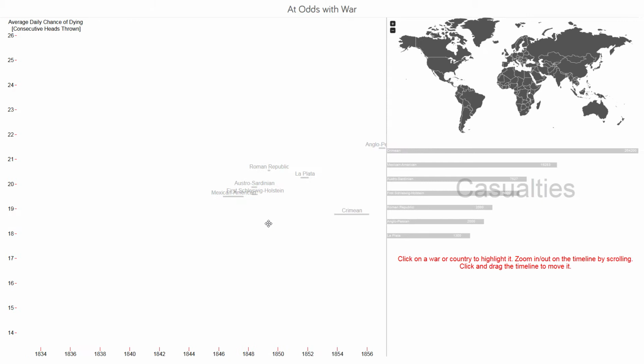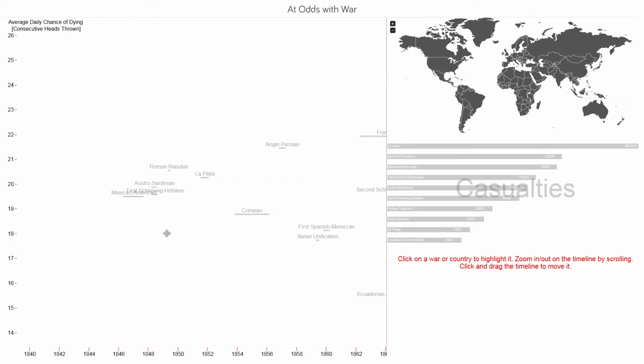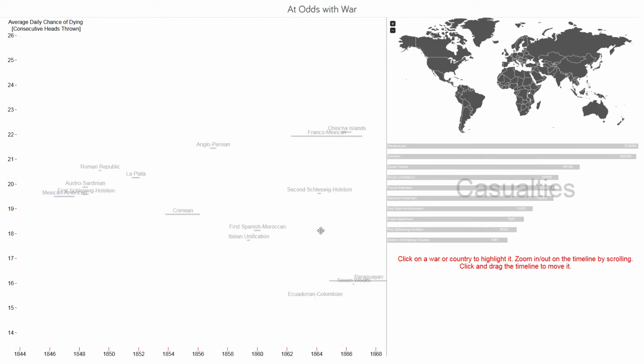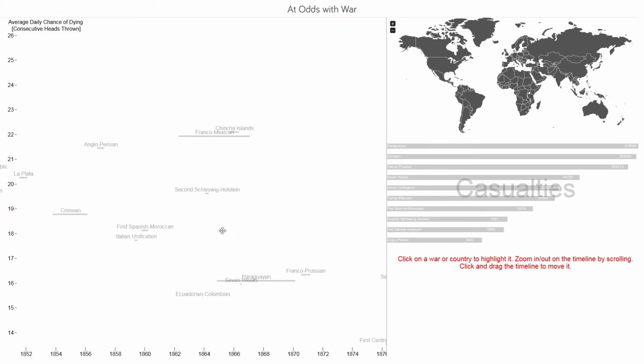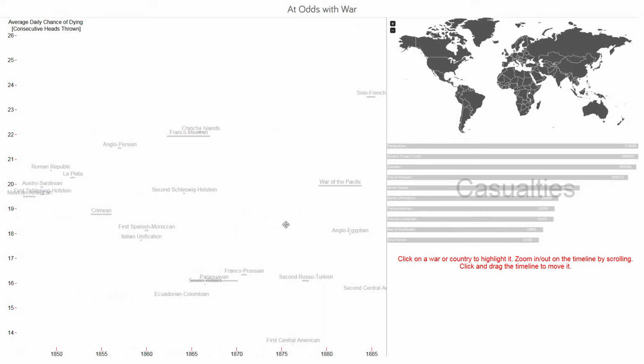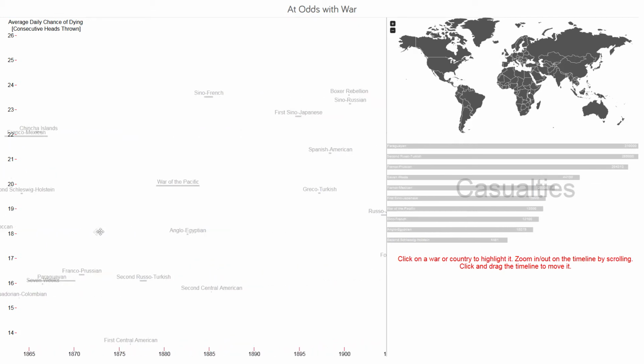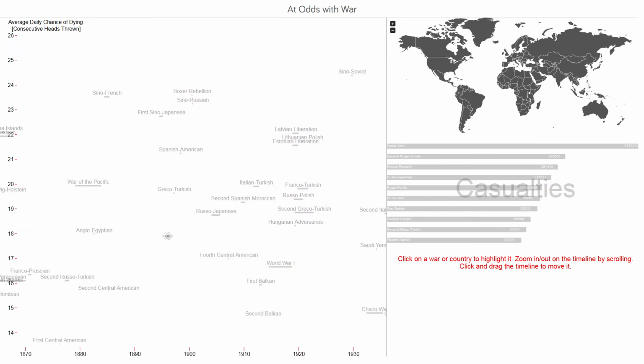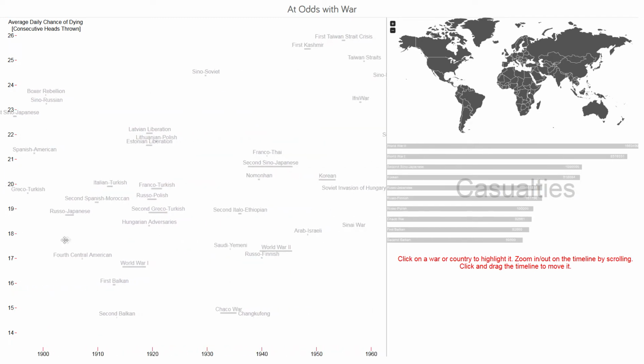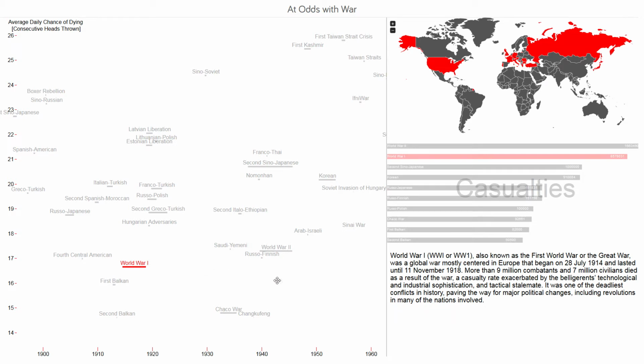We can zoom in and out by scrolling, and the casualties ranking dynamically adjusts to the conflicts that are currently being shown on the timeline. The conflicts with a higher average daily chance of dying are near the bottom of the timeline graph, requiring fewer heads to be flipped. We can highlight a war by clicking on it on the timeline.